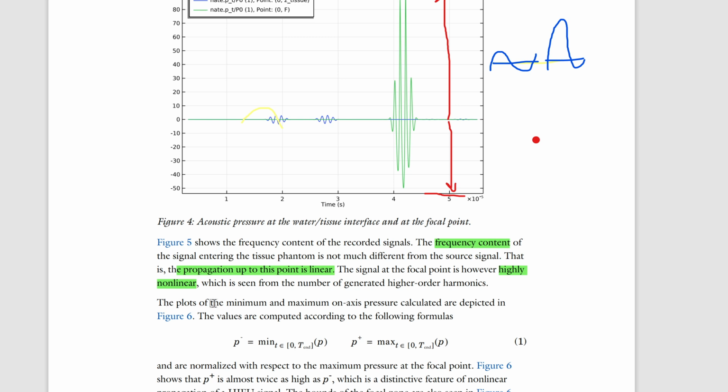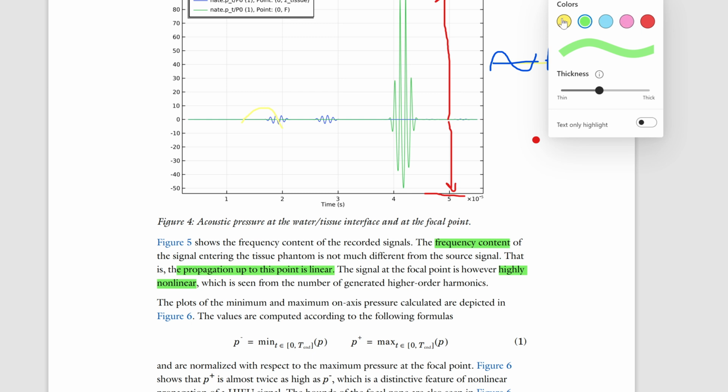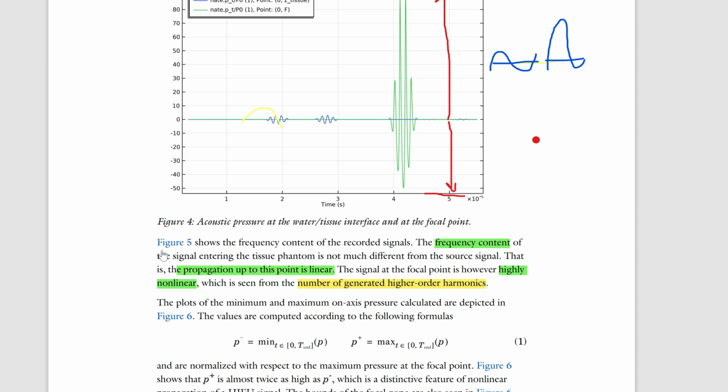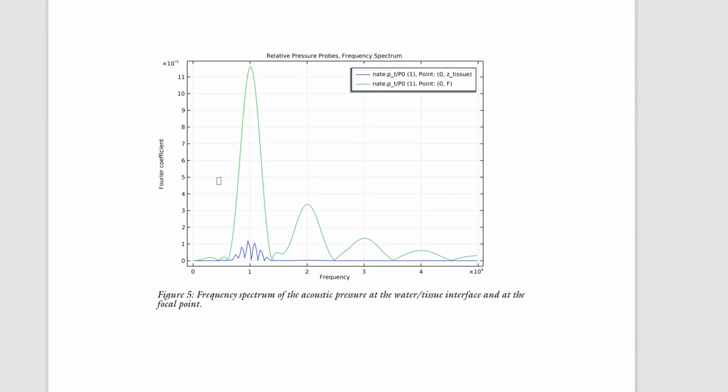The plot of the minimum and maximum on-axis pressure calculated are depicted in Figure 6. So actually, let's see, Figure 5. Oh, okay, let's go to Figure 5. And we can see these highly nonlinear signals by the number of generated higher order harmonics. Let's go there, Figure 5.